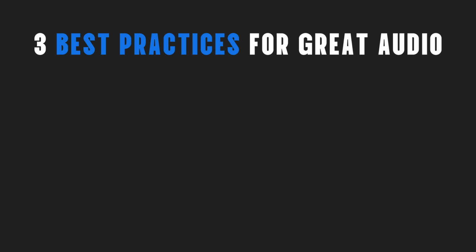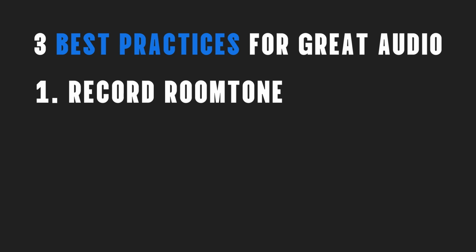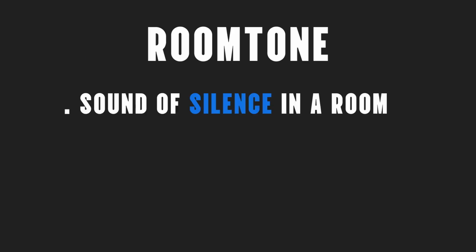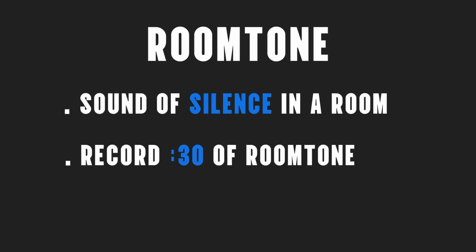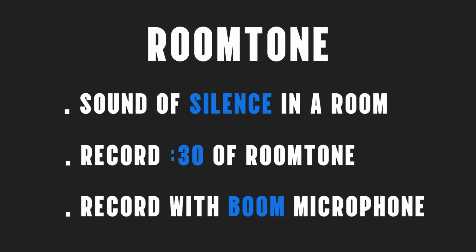Aside from the equipment, there are also 3 best practices to ensure you get great audio. The first is make sure you record room tone. Room tone is the sound of the silence in a room. Rooms are never actually completely silent. Every room has its own unique texture. And you need to make sure that every time you go to a new location, you record at least 30 seconds of silence in that location. And you will want to record it with your boom microphone.